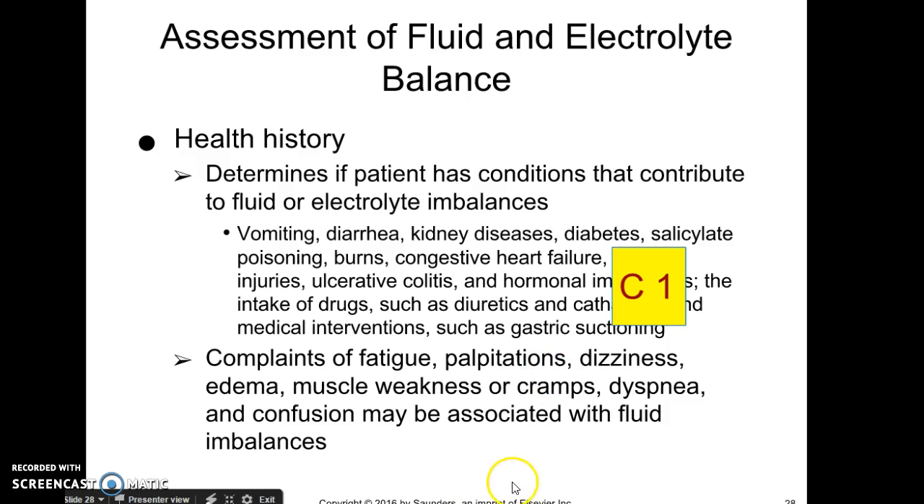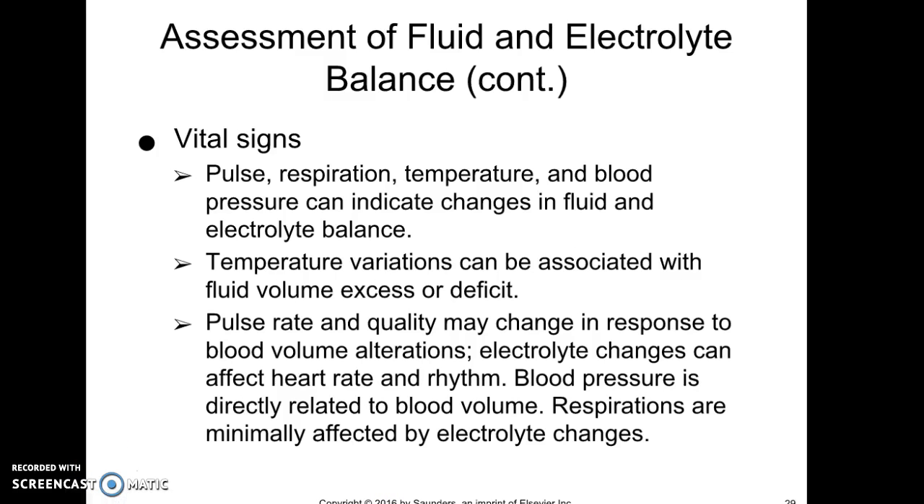Some of the signs and symptoms associated with fluid and electrolyte imbalances would be fatigue, palpitations, that's like a racing or irregular heart rate, dizziness, edema, of course, which we'd see more with the kidney disease or the congestive heart failure, muscle weakness or cramps, shortness of breath, confusion. Vital signs a lot of times can give us a pretty good indication of what's going on fluid and electrolyte-wise.